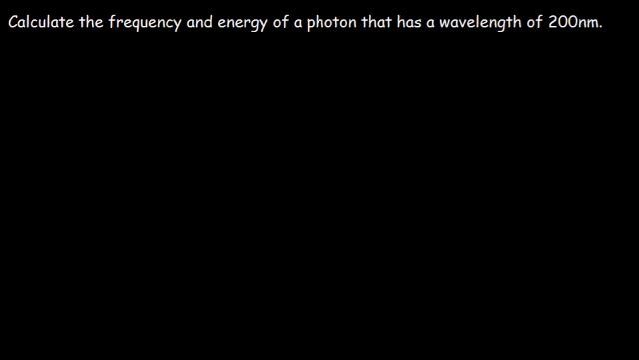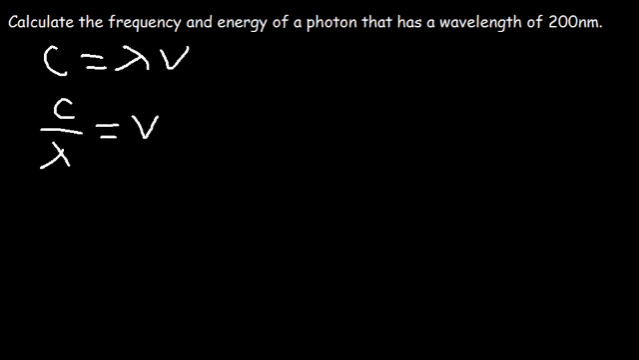So now let's try some practice problems. Calculate the frequency and energy of a photon that has a wavelength of 200 nanometers. So first, let's find the frequency. So c, the speed of light, is equal to the wavelength times the frequency. Solving for v, the speed of light divided by the wavelength is equal to the frequency.